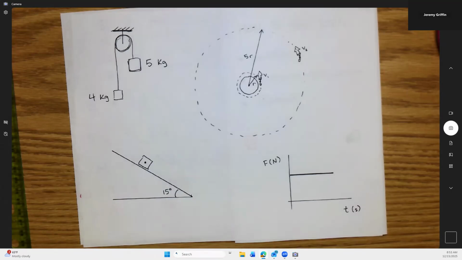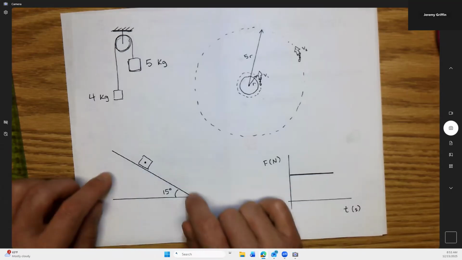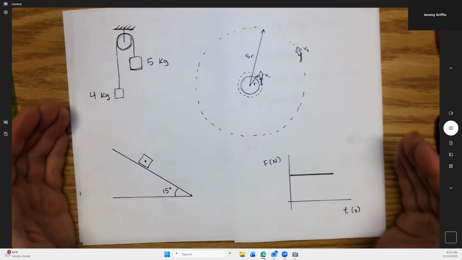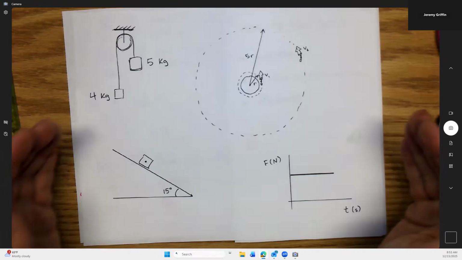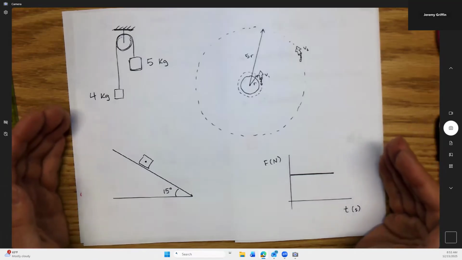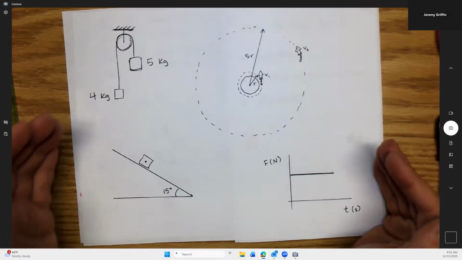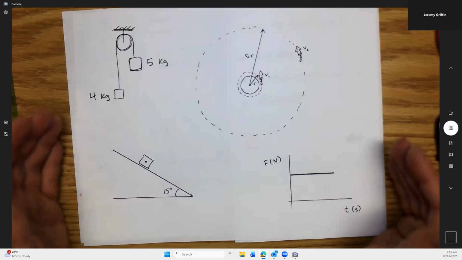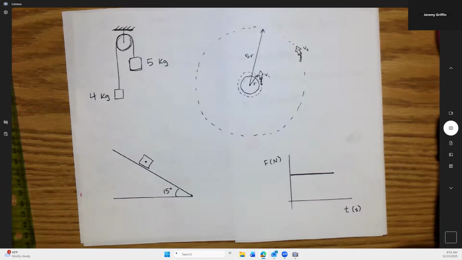Here, guys, 15 degrees from the horizontal. That's fairly shallow, right? On a spectrum from no acceleration at all to pure free fall, 10 meters per second squared, this is probably closer to zero. Now, of course, it is accelerating. There is some acceleration, but from 0 to 10, it's probably closer to 0, right?